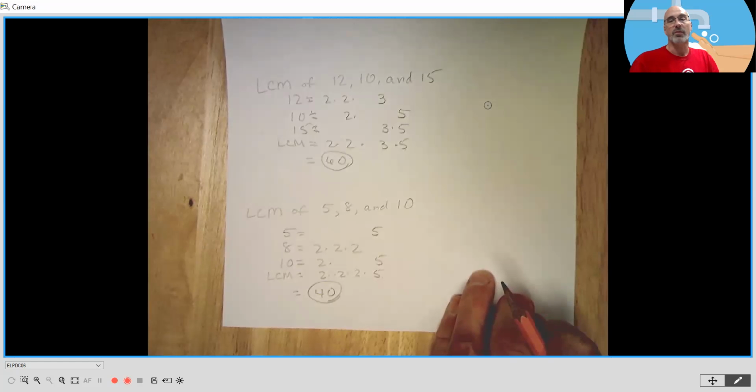Some of you will have to really force yourself to learn this. I know it's not always fun to use the prime factorizations, but do your best.